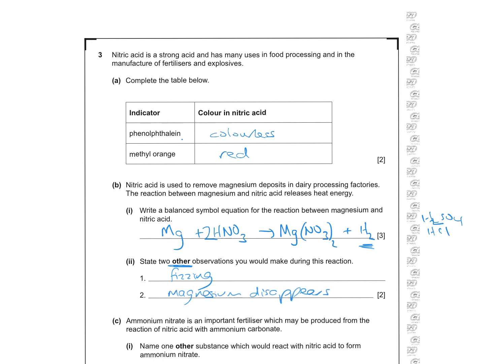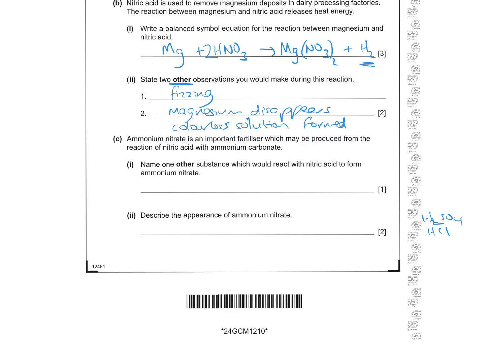A third thing that would be observed is that the solution is colourless. The solution that's formed is colourless. This magnesium nitrate solution, remember, compounds of groups 1 and 2 when in solution are colourless. And put in that it's formed because it's colourless at the start as well, so we want to emphasise that it stays or remains colourless. So any two of those three will be fine.